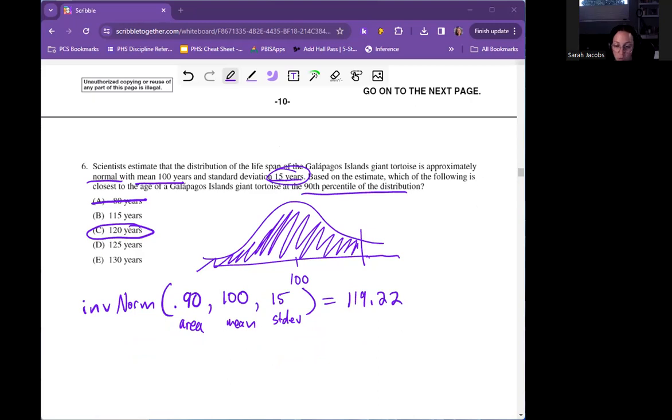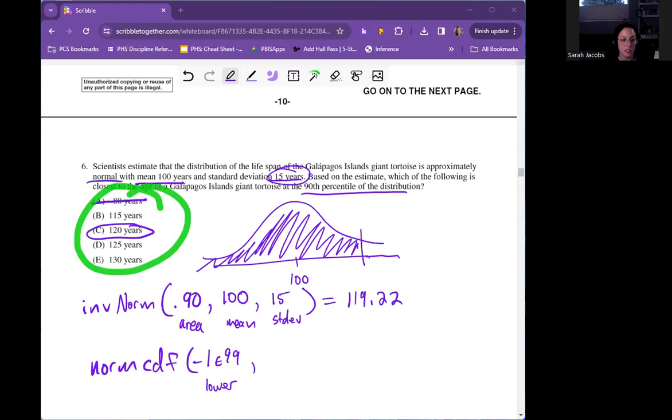Now, if you were getting a little bit confused or you didn't quite remember inverse norm, but you are comfortable with normal CDF, we could use our answer choices and normal CDF to eliminate. So let me show you. If we say normal CDF, we're going to have the lower as negative infinity. For your upper, we're going to test out our answer choices.